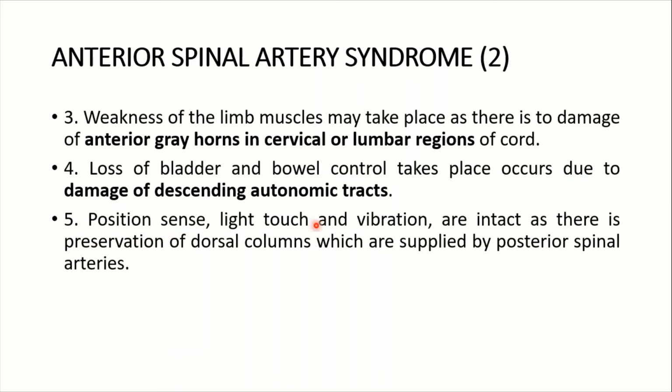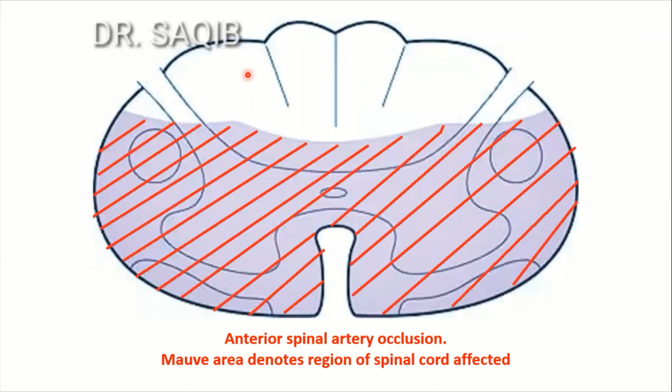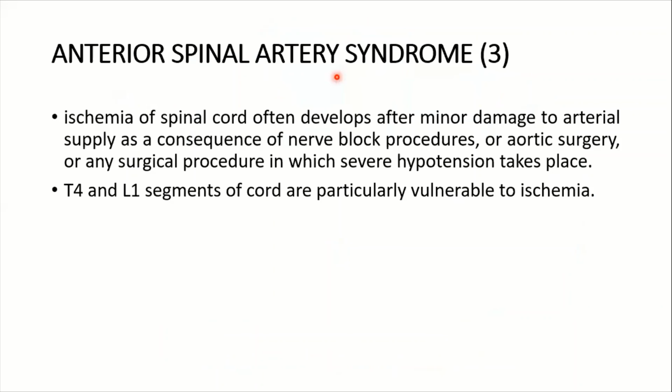Position sense, light touch, and vibration are intact as there is preservation of the dorsal columns, which are supplied by the posterior spinal arteries. So right, this is the preservation of the dorsal column medial lemniscus system. So the sensations, like position, vibration, etc., related with that are preserved. So this area is not supplied by the anterior spinal artery. This is supplied by the posterior spinal arteries.